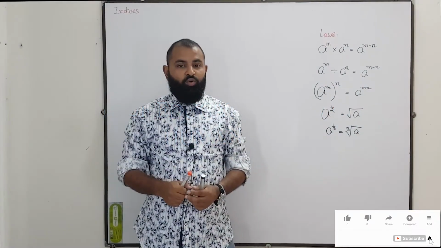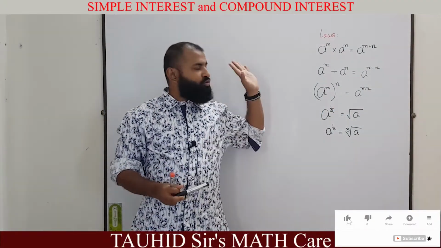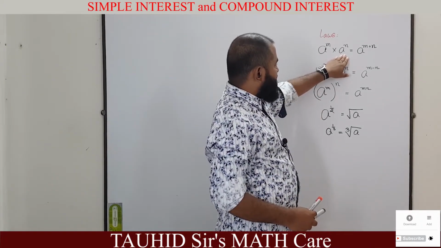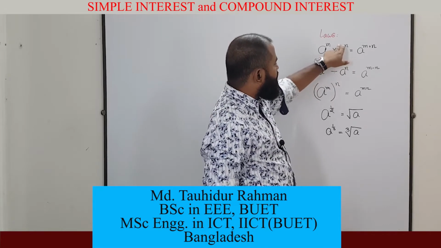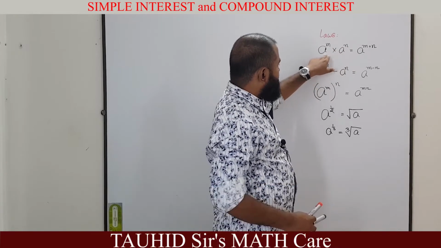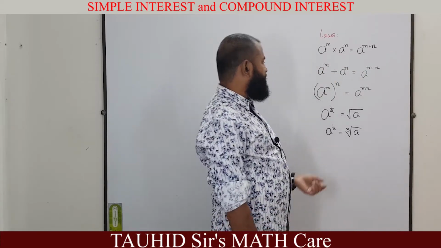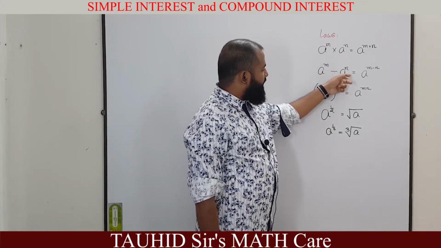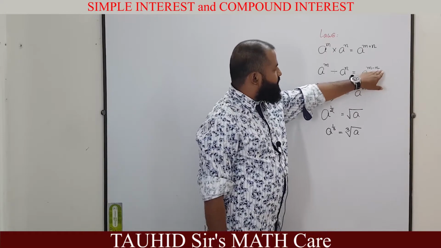In this video, we are going to learn about indices, and at first we will learn the laws of indices. A to the power m into a to the power n. If the bases are same, then the powers will be added. That means a to the power m into a to the power n means a to the power m plus n. If we divide two numbers and their base is same and the power different, then the powers will be subtracted.